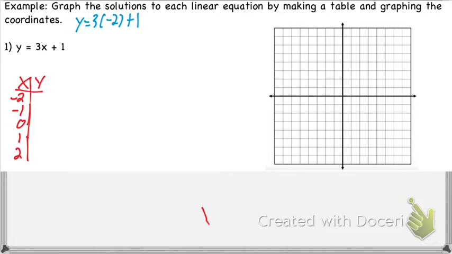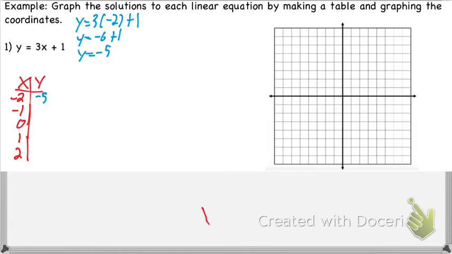Okay, whatever we get from our first one, y equals 3 times -2 plus 1, that'll be y equals -6 plus 1, and y equals -5. So we're going to put -5 for our y. And that's a point. -2, -5 is a point.